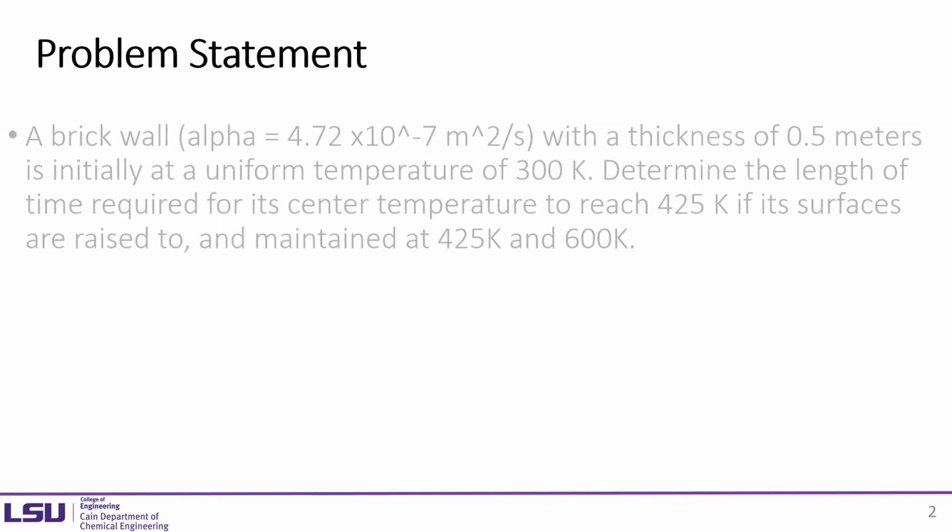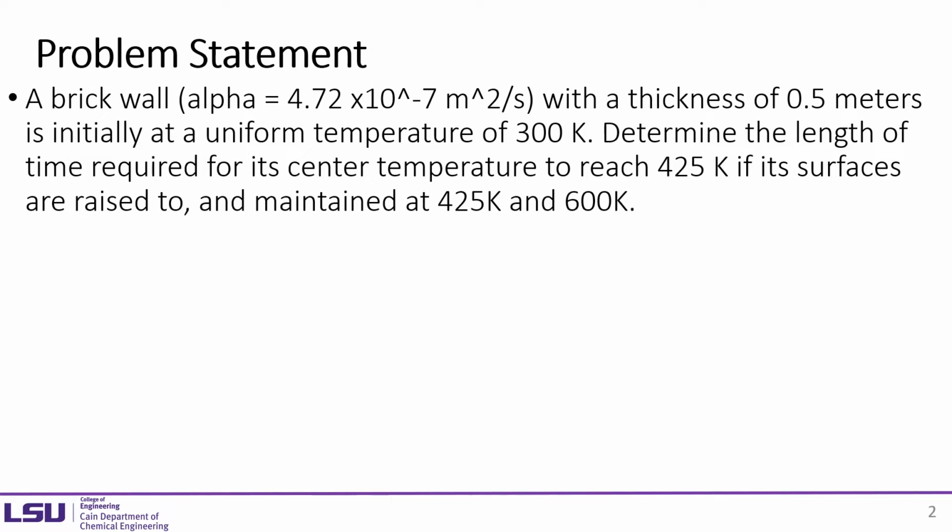All right, so the problem statement concerns a brick wall with a thickness of 0.5 meters. It's initially at room temperature of 300 degrees Kelvin, and we were asked to determine the time for the center temperature to reach 425 degrees Kelvin, and the left and the right sides of the wall were respectively 425 and 600 degrees Kelvin. Let's get into it.